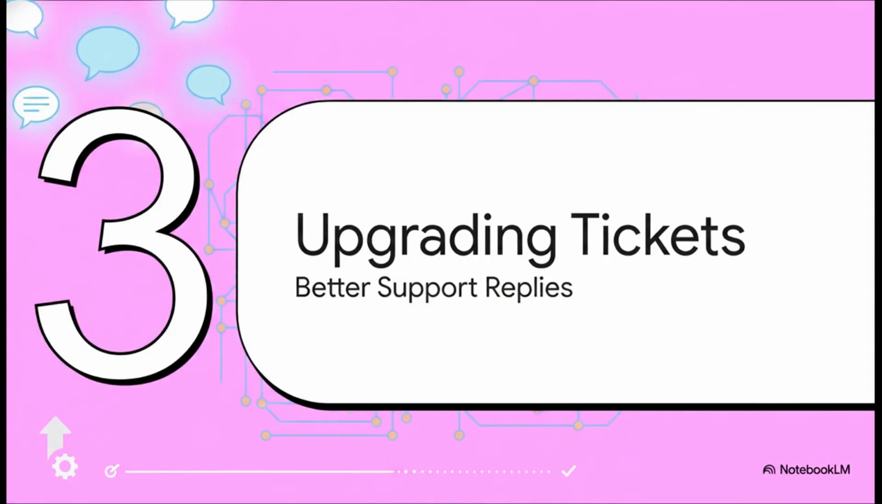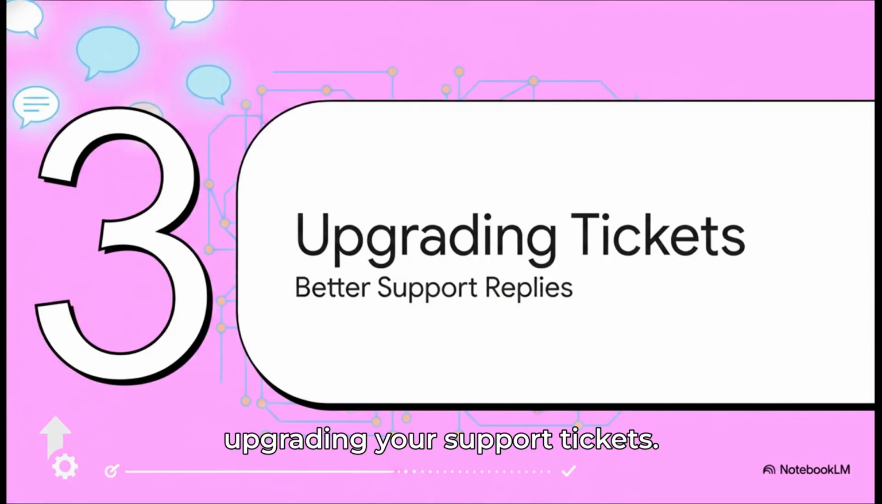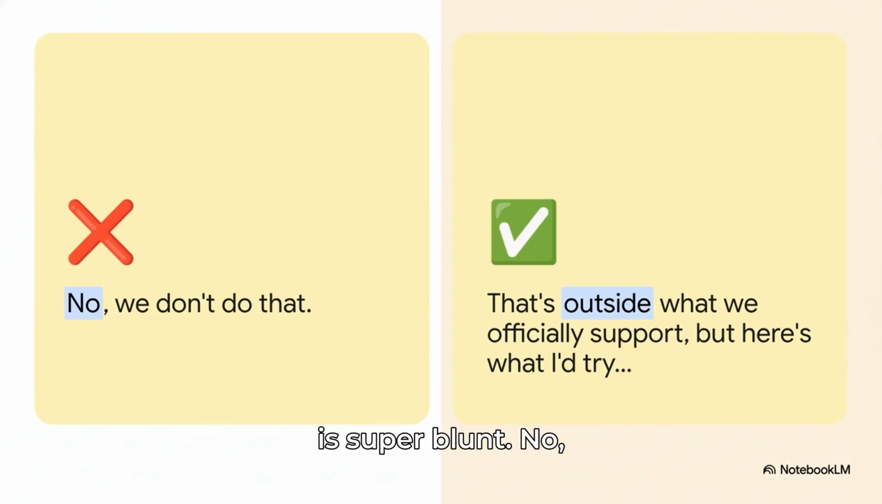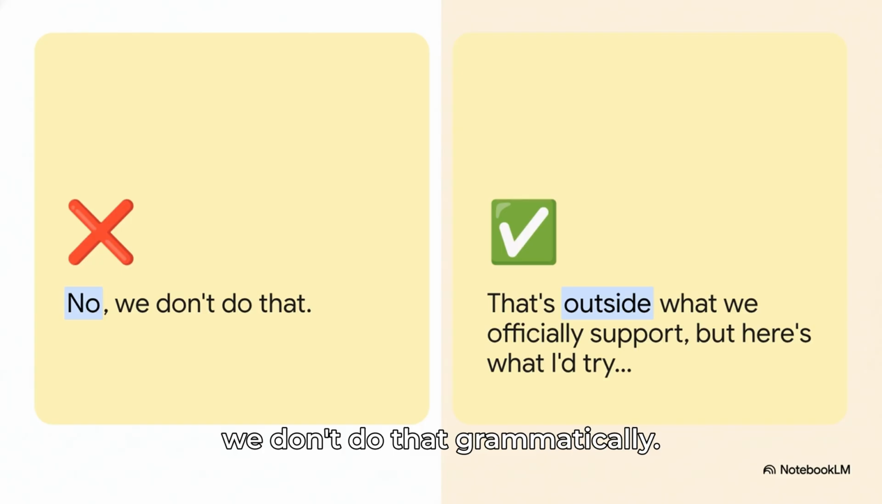Section 3, upgrading your support tickets. Let's refactor some actual support code side by side. Our before state is super blunt. No, we don't do that. Grammatically, sure, it's correct. Pragmatically, it's terrible. The after state refactors this to, that's outside what we officially support, but here's what I'd try. Replacing a cold rejection with a polite out-of-scope template protects your relationship with the user while firmly maintaining your technical boundaries.